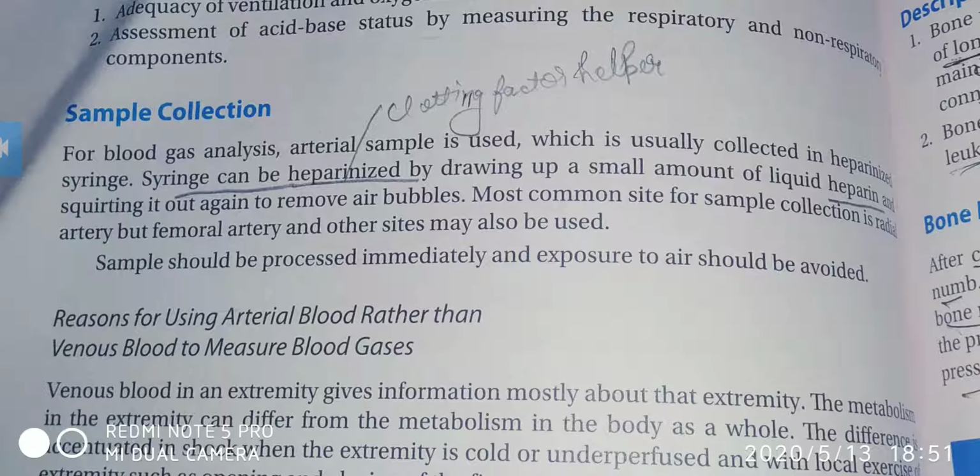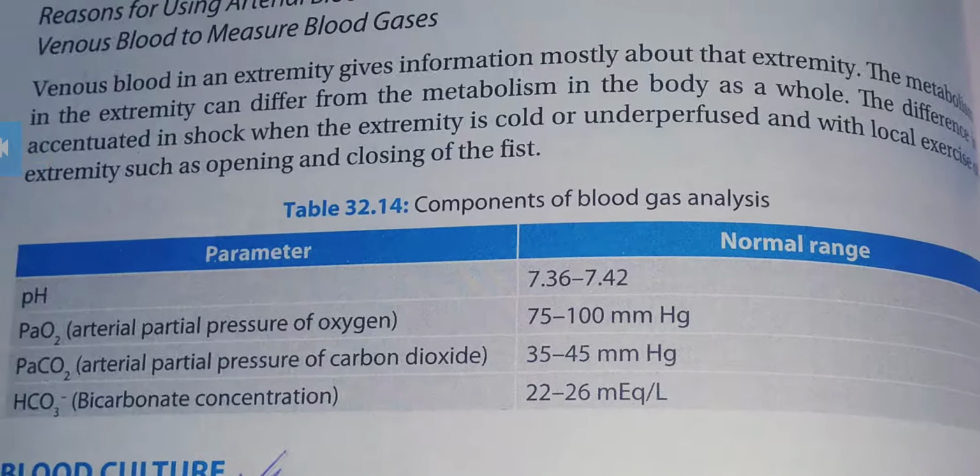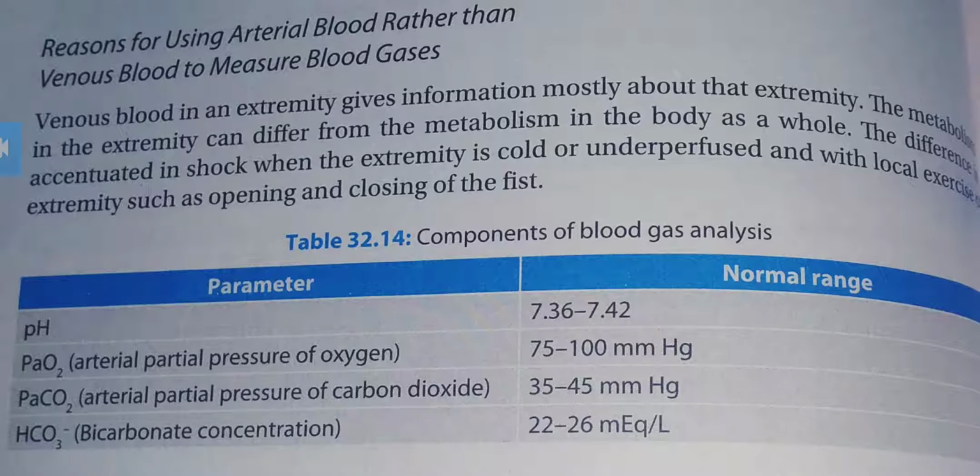Reasons for using arterial blood rather than venous blood to measure blood gases. Why are we using arterial blood, and why is venous blood not used? Because venous blood from an extremity gives information mostly about that extremity. We will not be able to know the status of the body as a whole. The metabolism in the extremity can differ from the metabolism in the body as a whole.